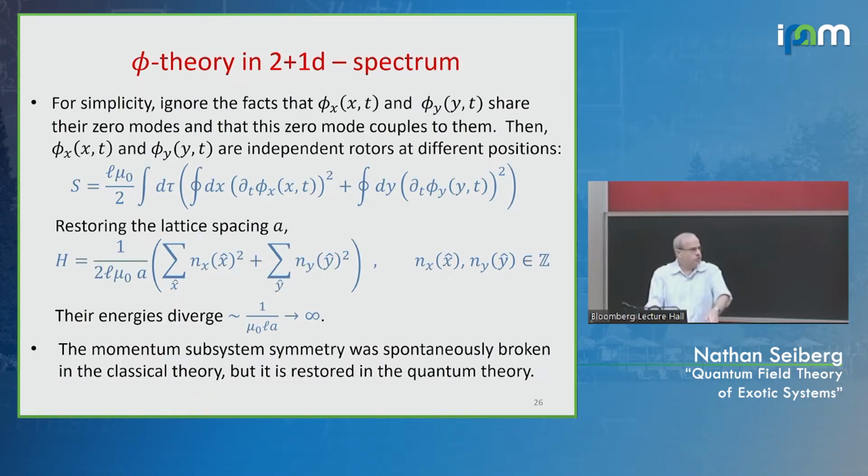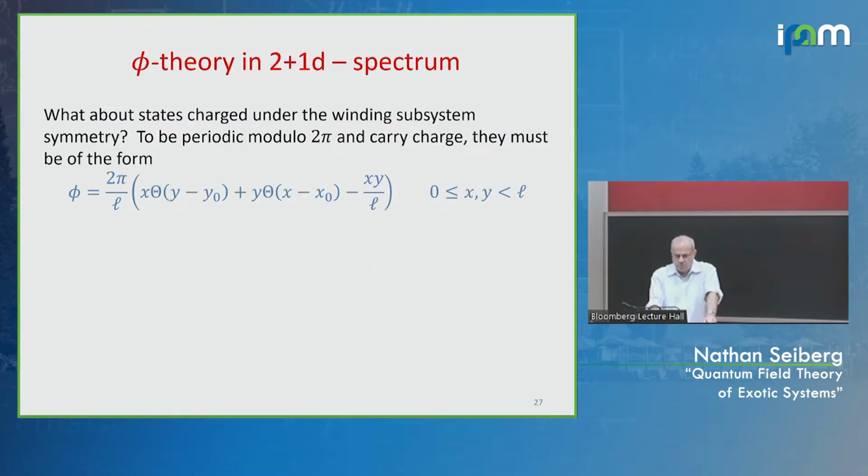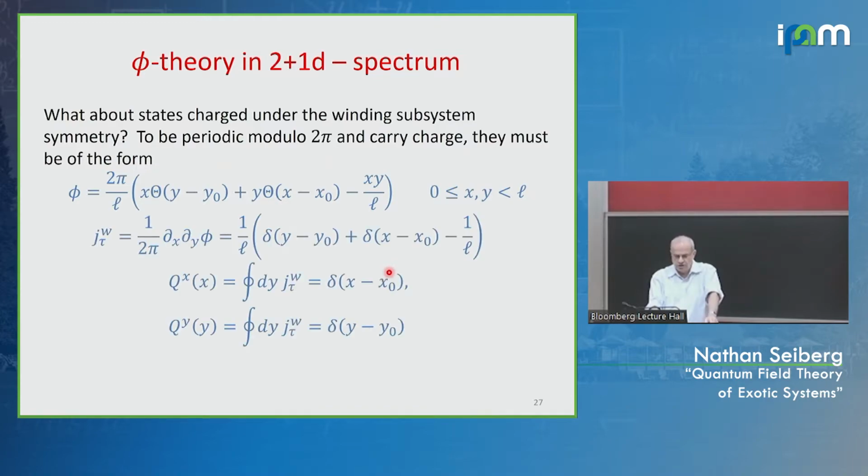What about the winding symmetry? I also discussed the possibility of having a winding symmetry. So if we would like to have a phi that activates this winding symmetry, recall that its current was d by dx, d by dy phi, and it has to be periodic. This is a typical function that we can study with a Heaviside theta function here and here. Don't pay attention to the details. The important thing about this configuration is that the winding charge has a delta function in x or a delta function in y. That already looks a little bit singular, and to quote the great man, looks slippery.